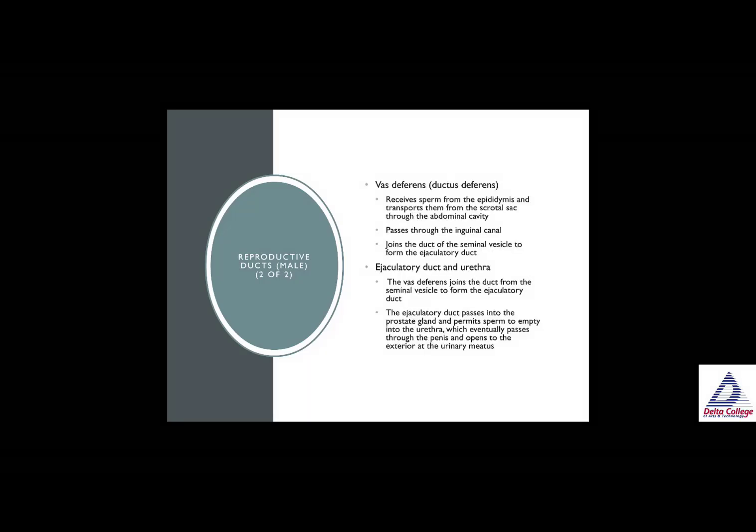The vas deferens, known as the ductus deferens, receives sperm from the epididymis and transports them from the scrotal sac through the abdominal cavity. It passes through the inguinal canal. The vas deferens then joins the duct of the seminal vesicle to form the ejaculatory duct. The ejaculatory duct passes into the prostate gland, which wraps around it and permits sperm to empty into the urethra, which eventually passes through the penis and opens to the exterior at the urinary meatus.